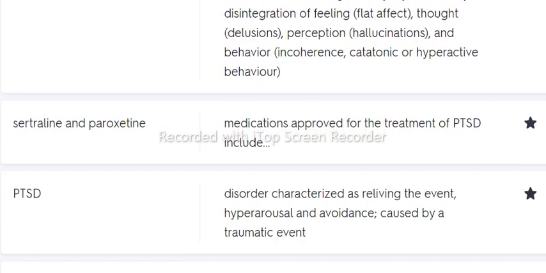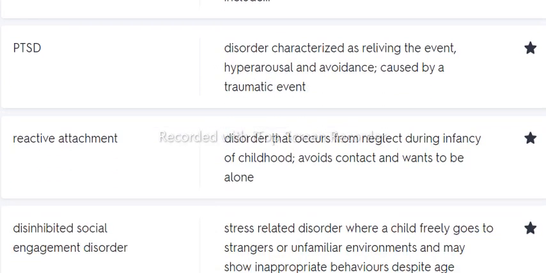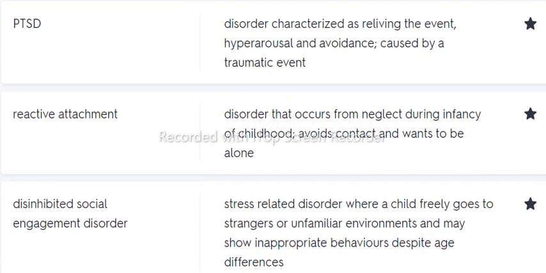Medications approved for the treatment of PTSD include sertraline and paroxetine. PTSD. Disorder characterized as reliving the event, hyperarousal and avoidance, caused by a traumatic event. Reactive attachment. Disorder that occurs from neglect during infancy or childhood, avoids contact and wants to be alone.